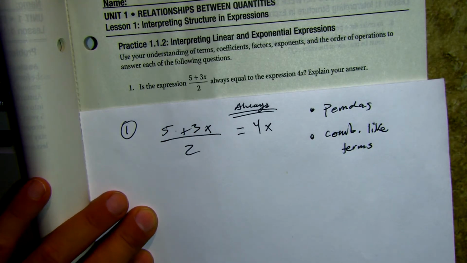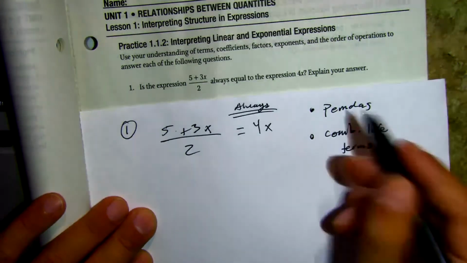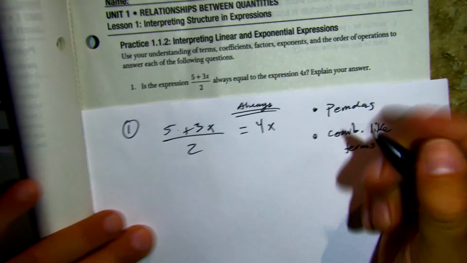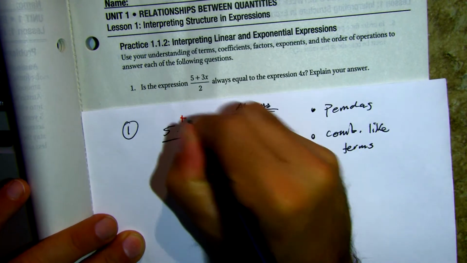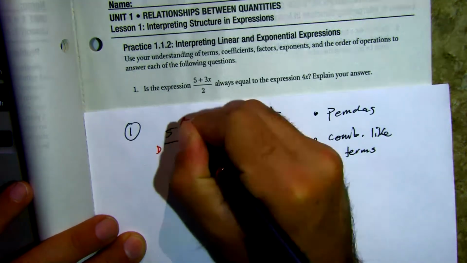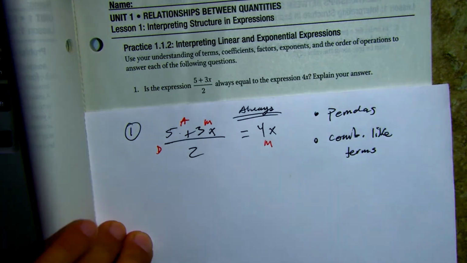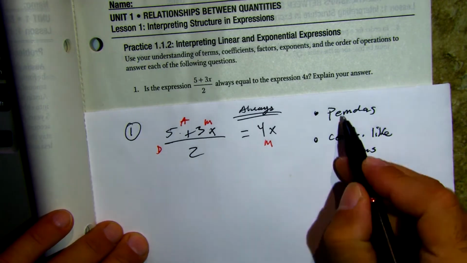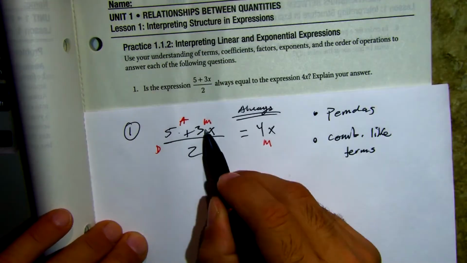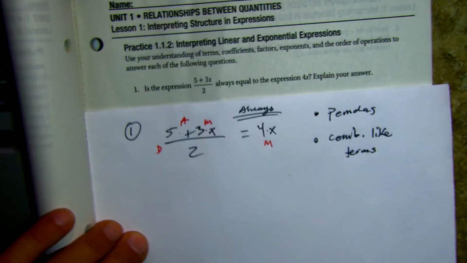Okay, so looking at this PEMDAS, let's label our different operations. Oh yeah, I got different color pens today. All right, we got multiplication, we got some addition, we got some division. So if I look at all those things, what would we do first? We would do multiplication, and 3 times x is 3x, 4 times x is 4x, so we don't have anything to do there.